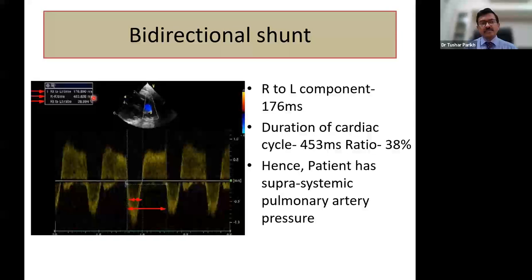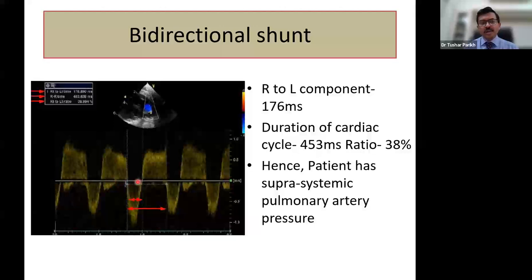Similarly, as you can see here, the right to left magnitude of the shunt is more than 30% of the cardiac cycle, which is about 38%. So here I will consider this shunt as predominantly right to left, where the pulmonary artery pressure is expected or considered higher than systemic blood pressure. And therefore, we add the pressure gradient to the systolic blood pressure to get the pulmonary artery blood pressure.